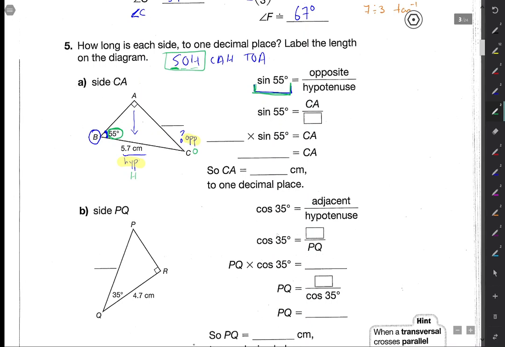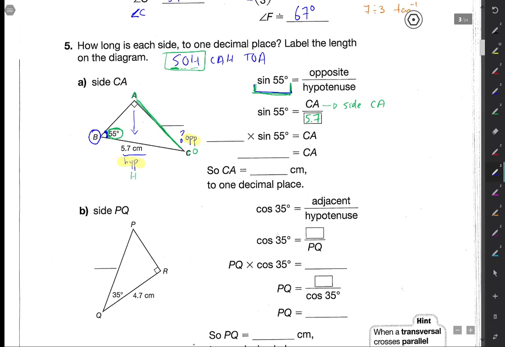Now the opposite side we don't have, so they just labeled it CA. So this just means the side between the angles C and A. That's this side right there. But the hypotenuse we do have. They gave us 5.7 for the hypotenuse. Now our goal is to isolate CA because that's what we're solving for. We're solving for the length of side CA.